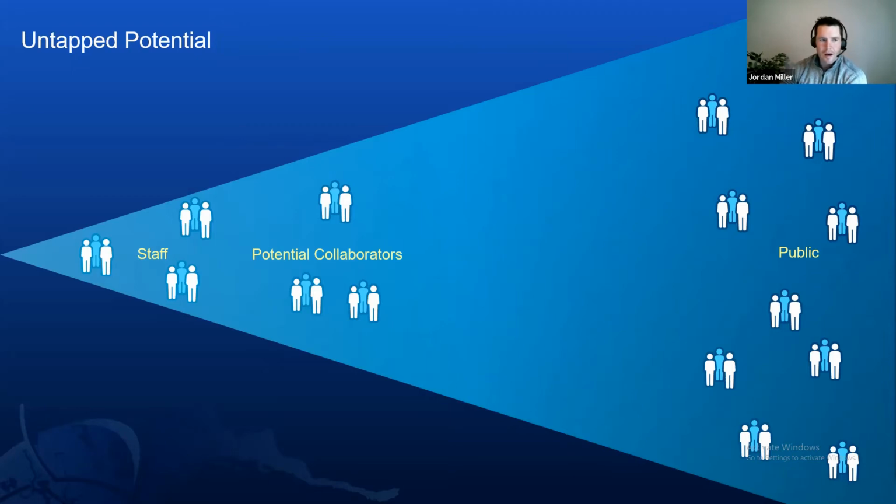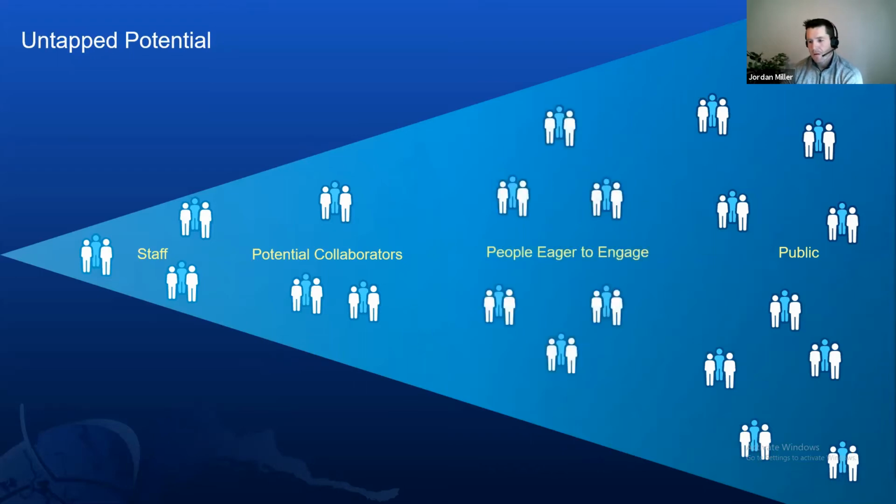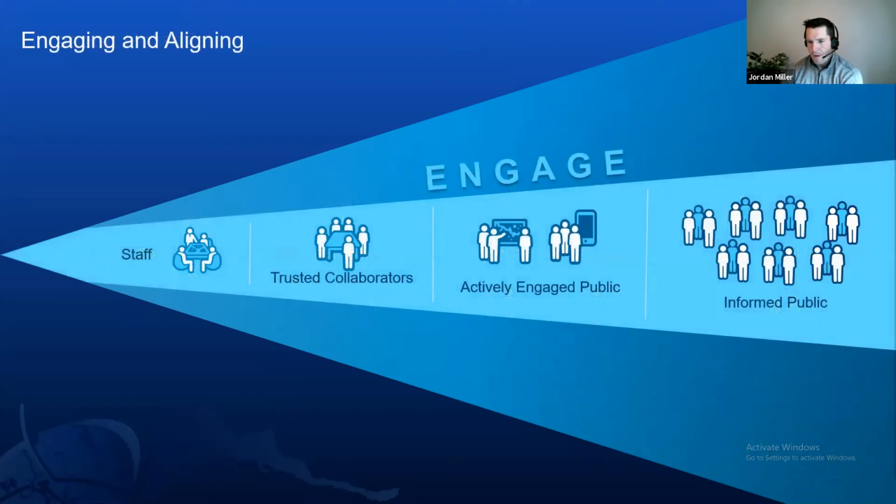So we use Hub to identify who's going to help us internally, who some of our potential collaborators are to help provide content, what our intended audience is, and who might just want to engage with this initiative as well. We do that by narrowing the focus and, using Hub, providing an engagement tool, a site, to help organize staff, our trusted collaborators, our actively engaged public or volunteers, and then our informed public.